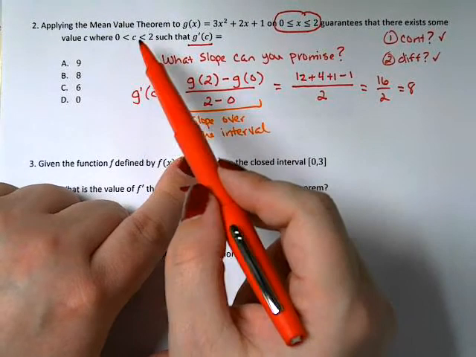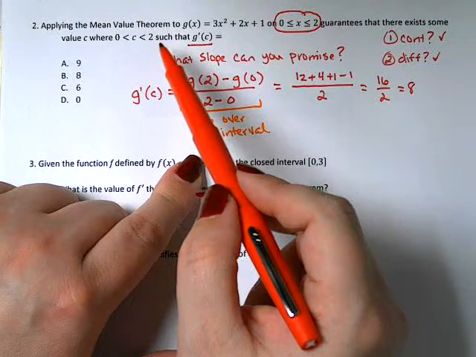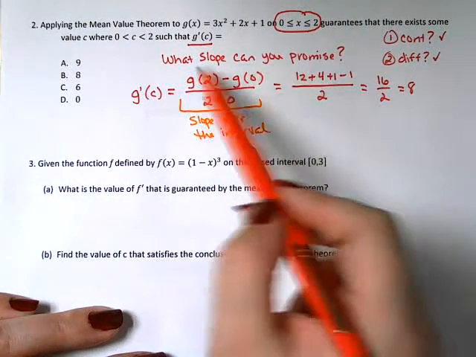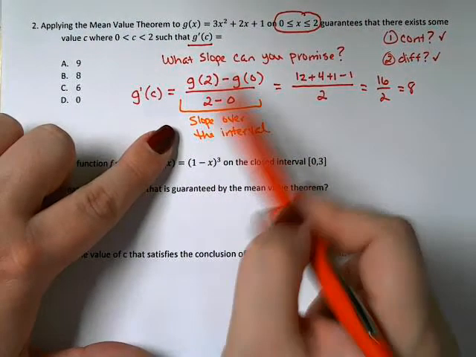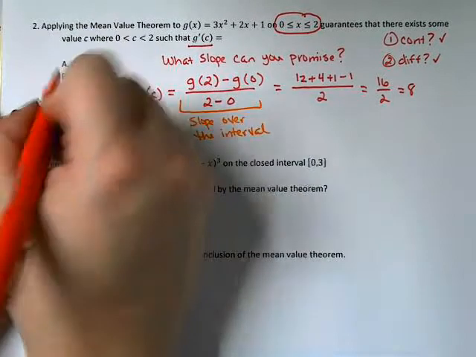All this is asking, it's not asking where this occurs. It's just asking what is the slope that we can promise. Well, we can promise that it's going to equal the slope over the interval, which is 8.